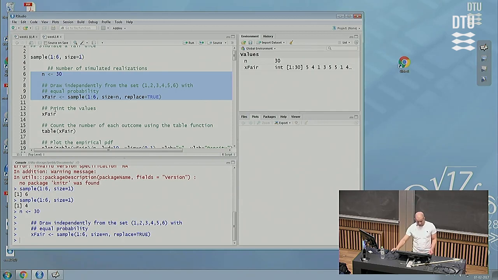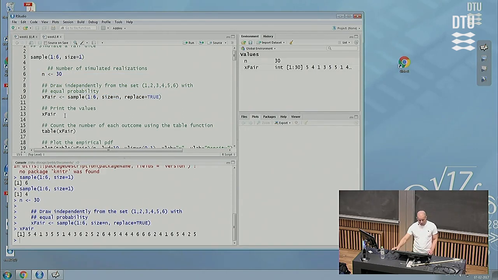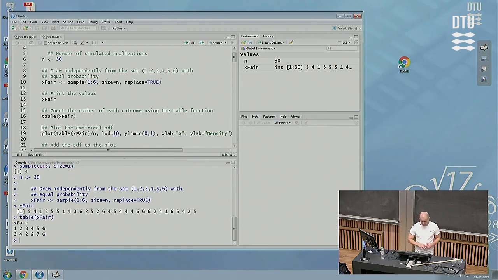Like this. Look at this, I actually sampled 30 throws now. I simulated 30 throws with a dice. I could look at the outcomes, or I could tabulate the outcomes here, right? Here is kind of a frequency distribution already, an empirical frequency distribution. We could plot that.